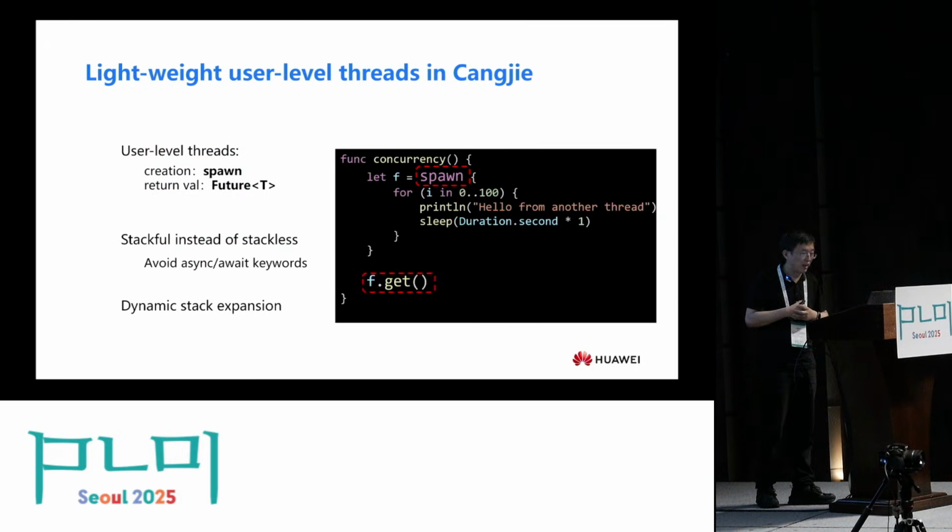This is a lightweight thread in Cangjie. We use the spawn keyword followed by a lambda expression to create a user-level thread. It returns a future type so that you can get the return value of this lambda. The implementation is stack-based instead of stackless, so that at the programming level, we don't have to worry about async await modifiers. It also supports dynamic stack expansion.